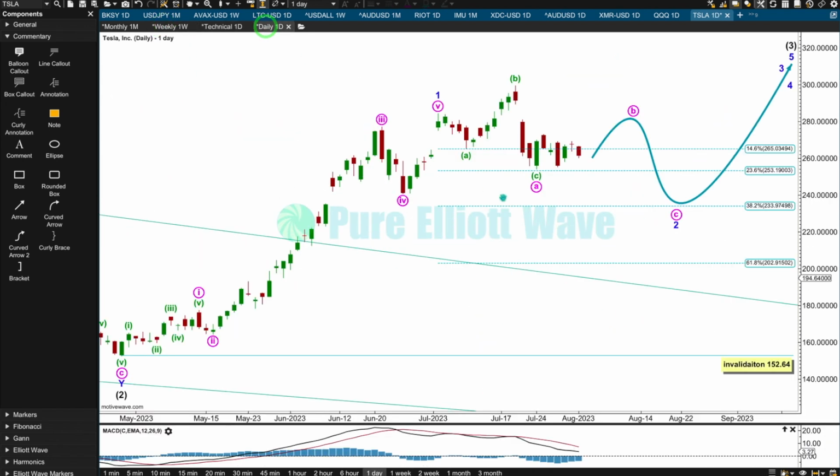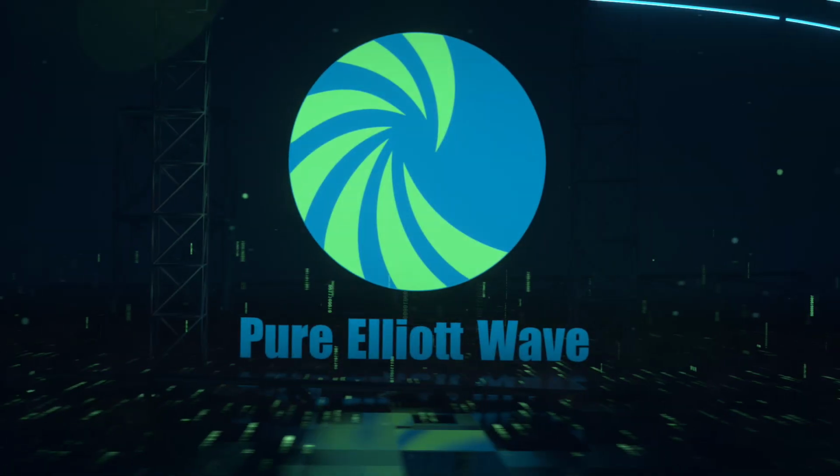So I'm going to follow this Elliott wave structure and see if it unfolds as expected. Maybe I'll update this again in another couple of weeks, and I'll post that on the YouTube channel for you as well if I do that.